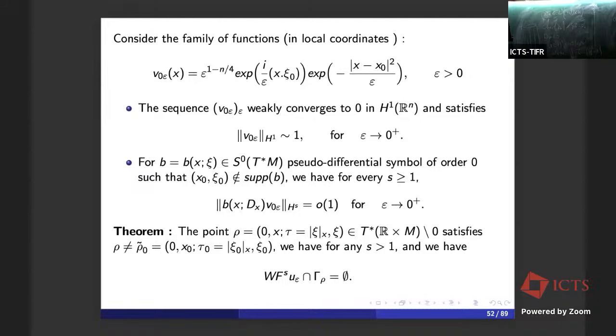Okay, so here is a sketch. Here is the idea of the proof. You consider this family of functions. We work in local coordinates. We are on a manifold, so in local coordinates you can forget about the manifold and think in R^n. So you consider this family of functions, Gaussian, something which oscillates very quickly. And you can see that this v0 epsilon of x has H1 norm which is 1 plus something, small o of epsilon. So, okay, 1.